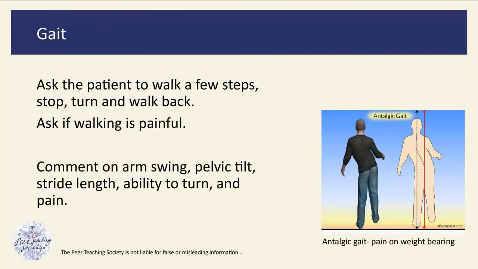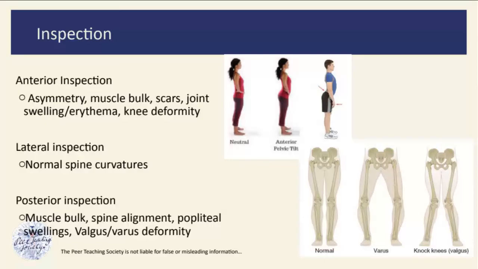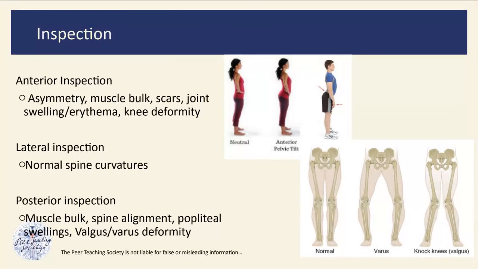Next up, we have the general inspection. So you're just looking at them from the front, and then from the side, and then from the back. On the front, you're looking at any asymmetry, muscle bulk, any scars that could potentially be surgical or injuries, any obvious joint swellings or erythema, or any deformities of the knee. After you do the anterior inspection, you go on to lateral inspection.